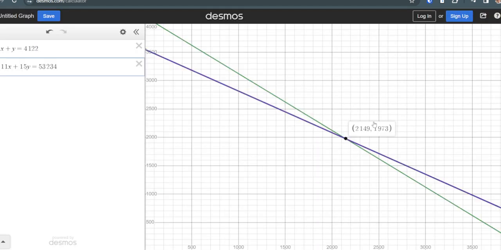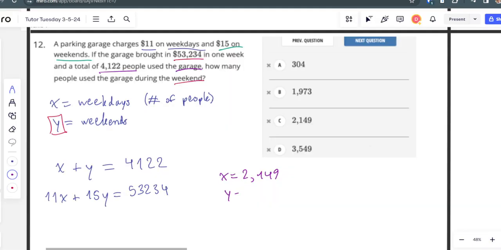2,149. So this is the solution of the systems of equations. 1,973 people. How many people use the garage during the weekend is going to be, remember, the variable y. So we found the solution of the system. A system works when these x and y values are true. And so looking at the y, the number of people on the weekends, is going to give us answer choice B, that 1,973.